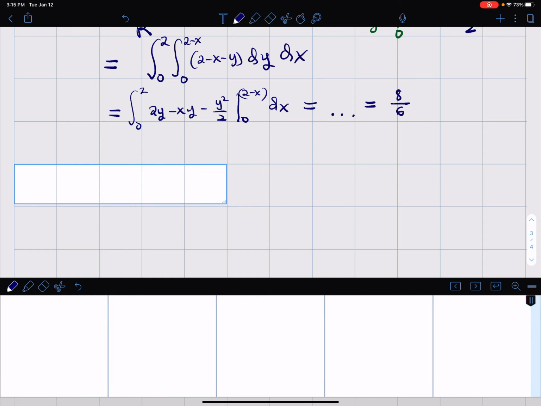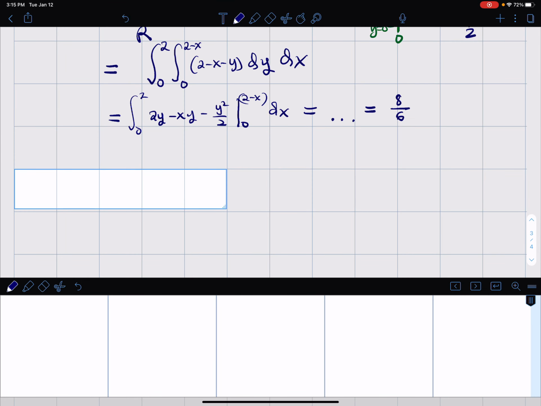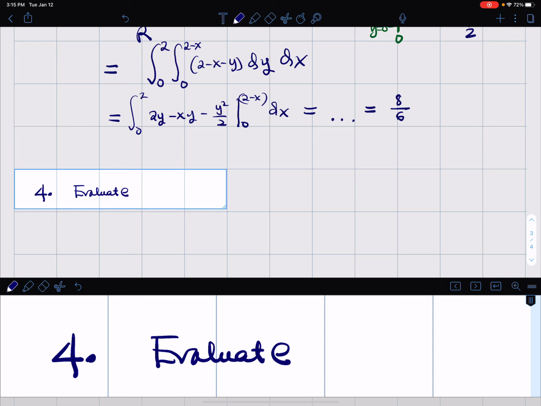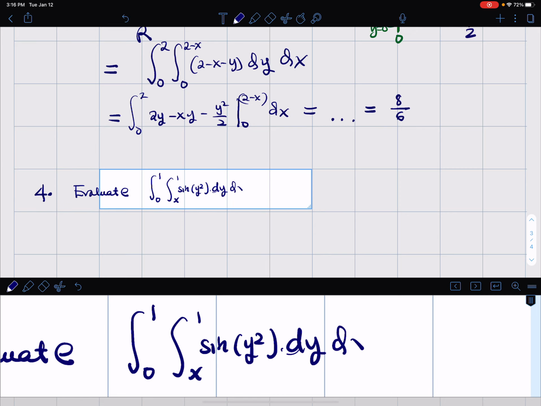I want you guys to try 2 problems. The first problem is this. To evaluate the integral from 0 to 1, x to 1, of sine of y squared dy dx. Okay. This is going to give you some tough time, but I want to discuss the problems you encountered and how to solve it.